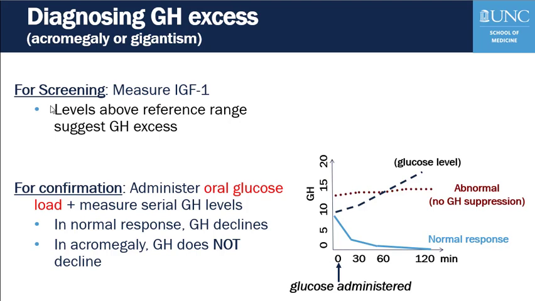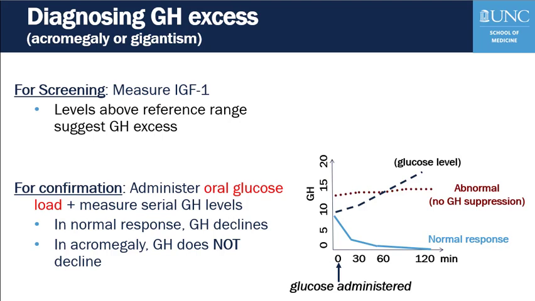So based on the properties we just discussed, it makes sense that when you're screening individuals for growth hormone excess or acromegaly in adults and gigantism in kids, you would first measure IGF-1, again because of its stability and its longer half-life. So levels that are above the reference range should at least suggest that the patient has a growth hormone excess, and then confirmation has to be performed. And for confirmation, that happens by administering an oral glucose load and then measuring serial growth hormone levels over time.